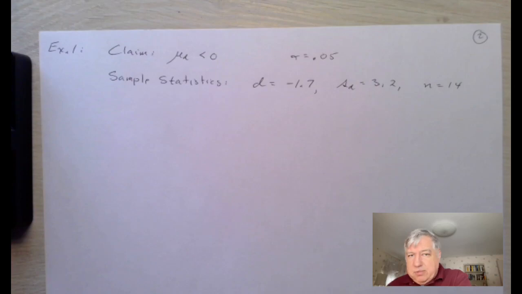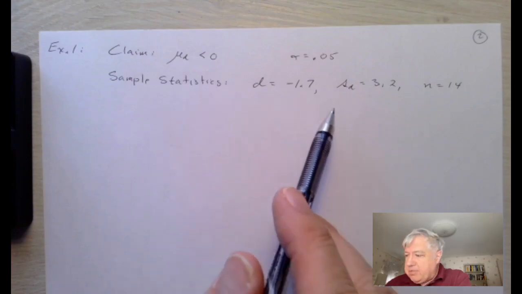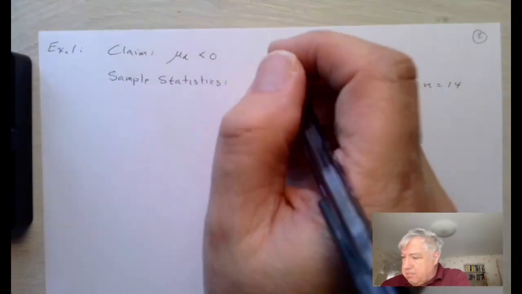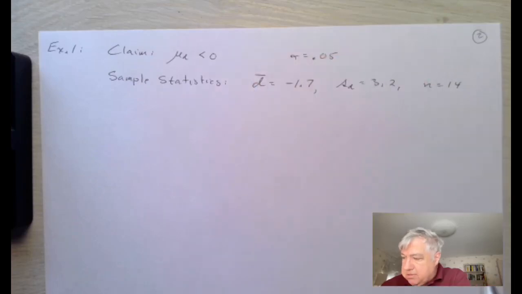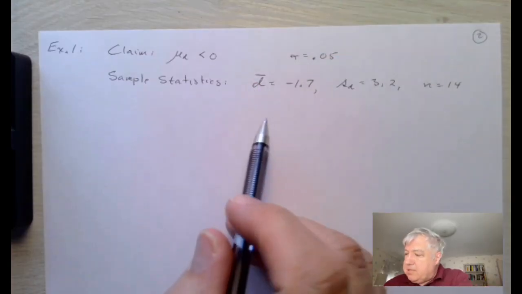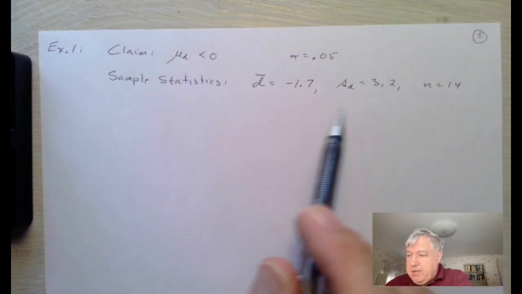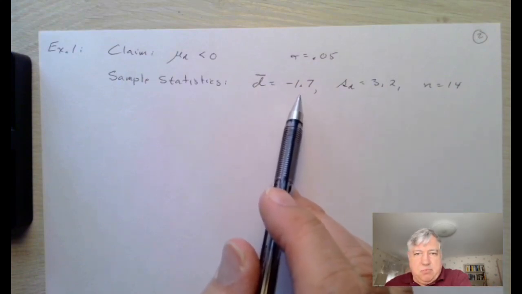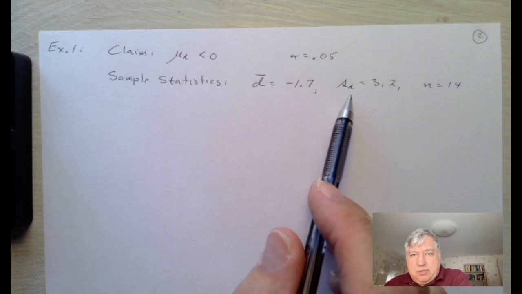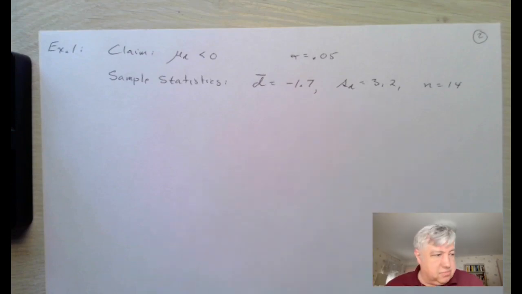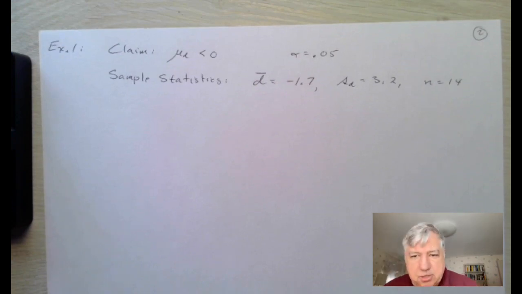So the sample statistic, let's say we've done the sample statistics, and this d should actually be d bar. In this case, d bar, we took a sample of size 14. The average of the differences was negative 1.7, and the sample standard deviation was 3.2. Okay, so first, we'll assume that the population is normally distributed, and go from there.